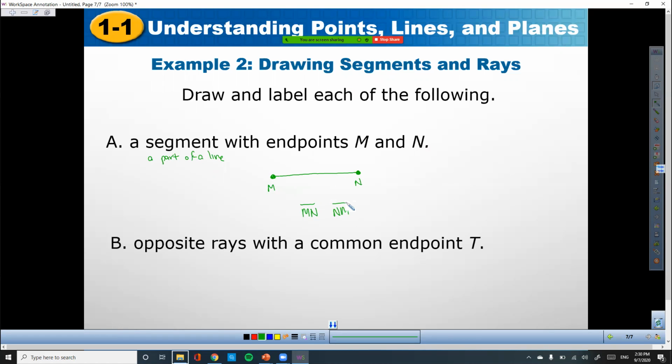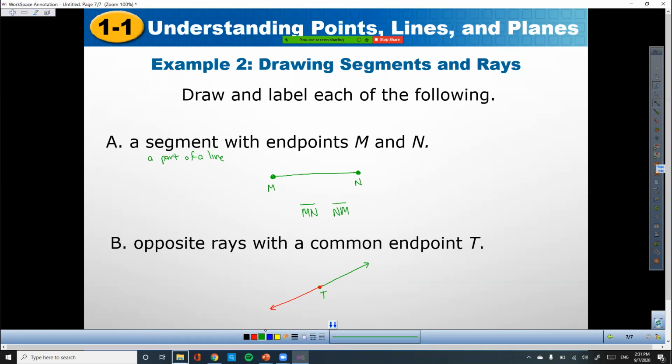Part B, they want us to draw opposite rays with a common endpoint T. I'm going to draw my first one here, starting with the common endpoint T. If I go in this direction, this is my first ray, and the opposite ray has to start at the same point, but then go the opposite direction. In this case, it goes this way. So right here, we have 2 opposite rays with a common endpoint T.